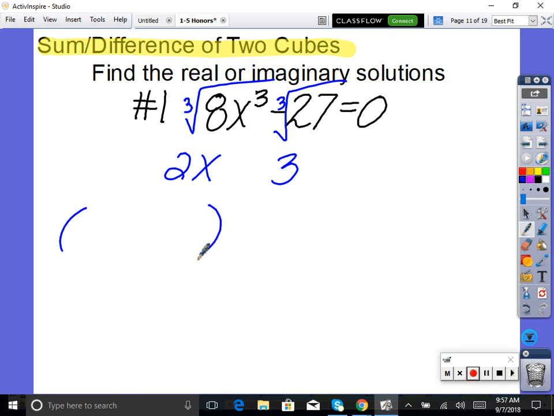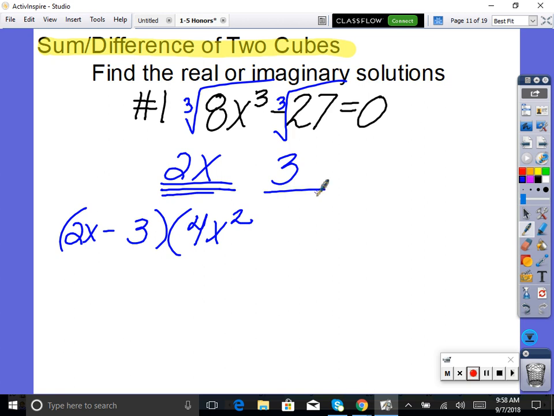So now we'll do our parentheses. Oh, I spread that out way too much. Okay, let's do our parentheses. Put in the 2x, put in the 3. And then the sign carries over. Yep, the sign carries over. Now right here, we'll do the front times the front, 4x squared. Then the front times the back.